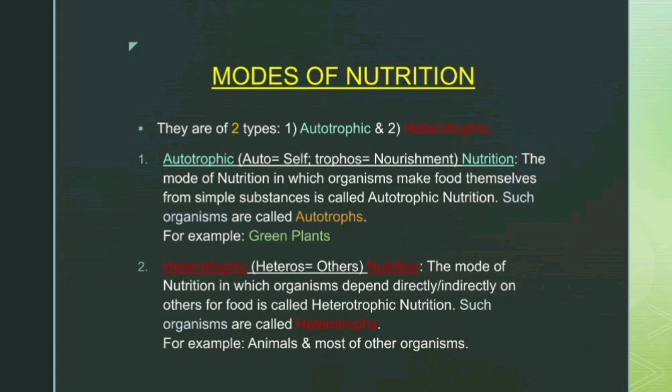For example, green plants. And the second one, heterotrophic nutrition, the mode of nutrition in which organisms depend directly or indirectly on others for food, is called heterotrophic nutrition, and such organisms are called heterotrophs. For example, animals and most other organisms. We are also the same. We usually depend on others, so we can also put ourselves in heterotrophic nutrition or heterotrophs.